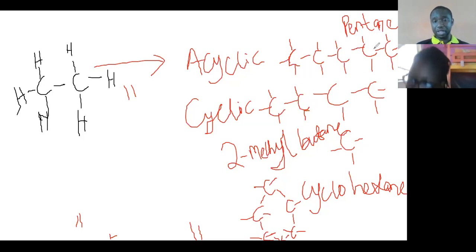They have no branch chain, but we could have a branch chain, or we could have them in a cycle form. When they are in cycle form, we call them cyclo. Cyclo will be added to the name, then count the number of carbon atoms, and that gives us hexane. I believe you understand that point.